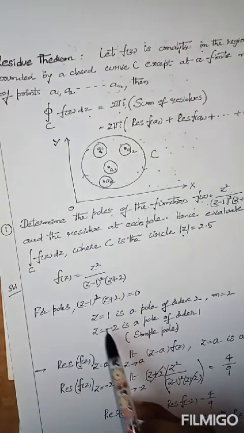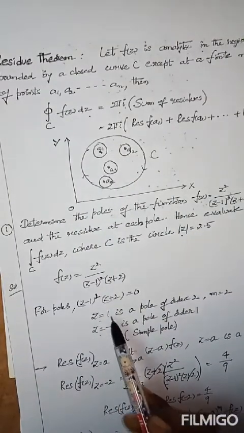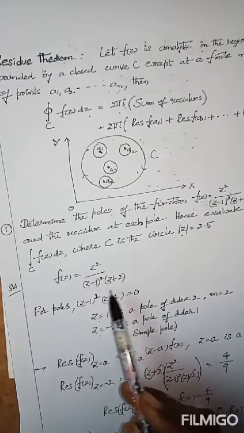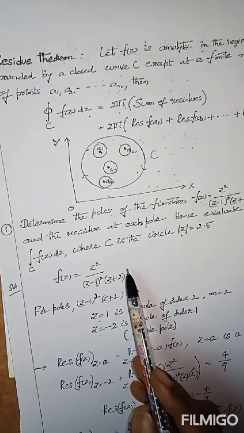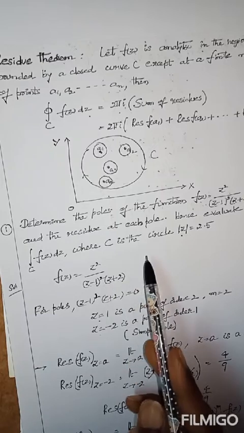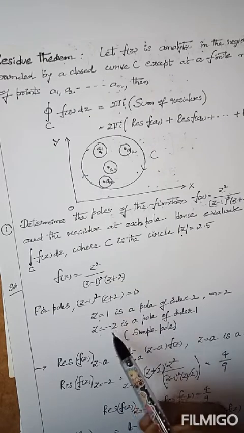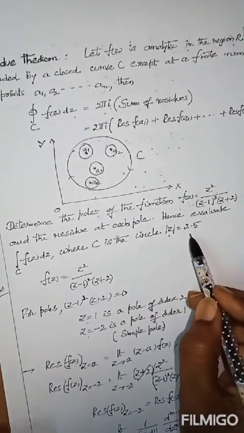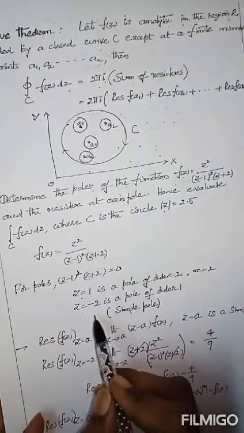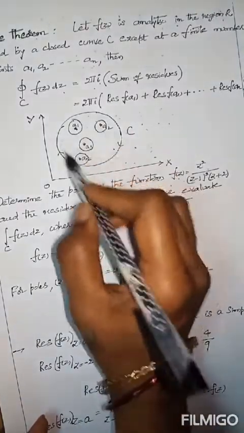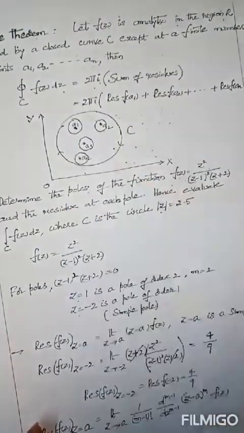Now the points are z equal to 1 and z equal to minus 2, both are points where the function is not analytic. Why? Because if z equal to 1, the denominator is 0, we cannot differentiate this one. Z equal to minus 2, the denominator is 0, we cannot differentiate. So these two are called singularities, and those 2 points lie inside of the circle. Why? Because z equal to 1 is less than radius 2.5, and minus 2 is also less than radius 2.5. I mean, both points are lying inside of the circle. So we can apply the residue theorem.